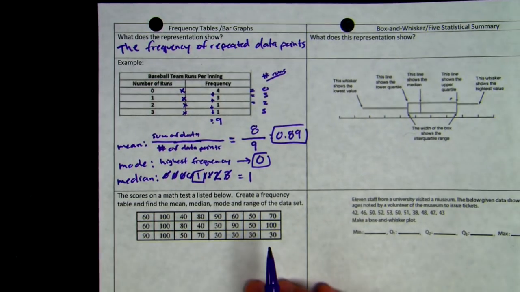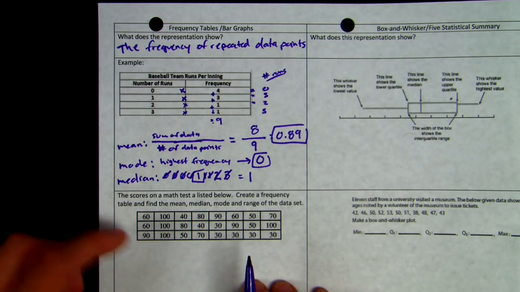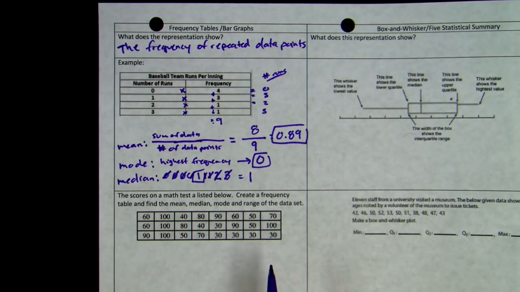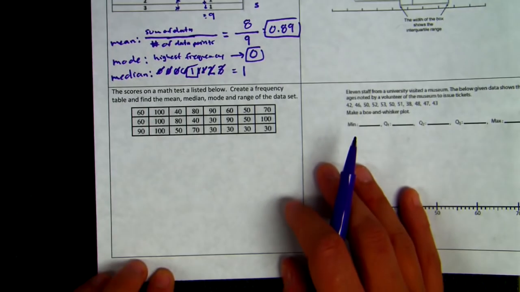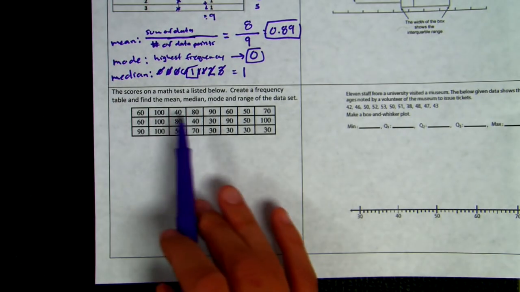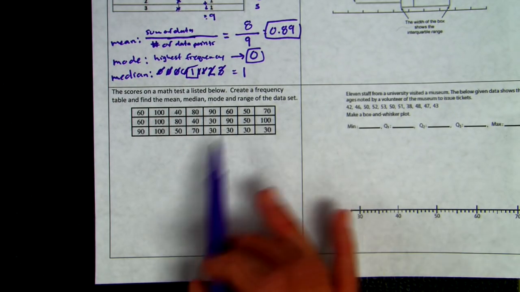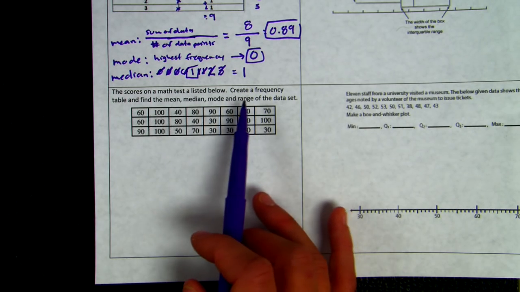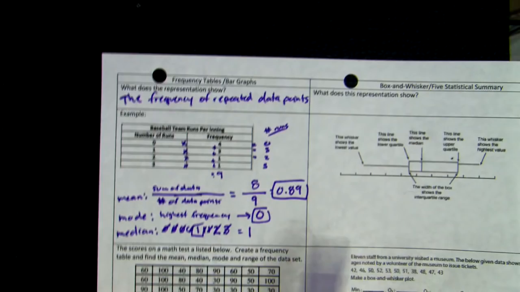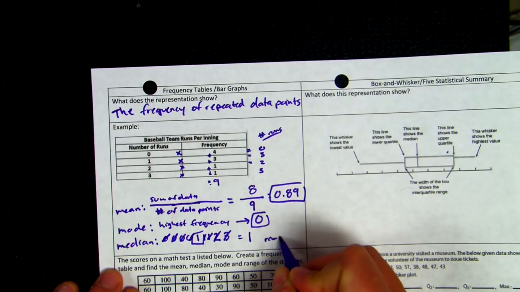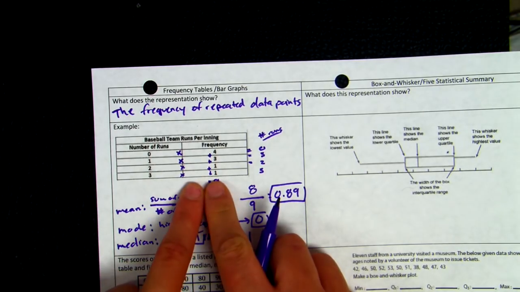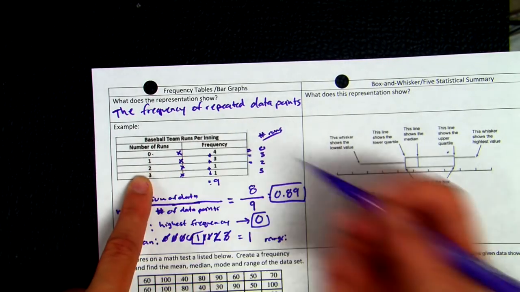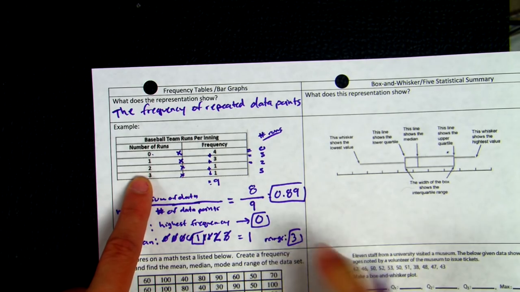Okay, we're going to do one more together where I'm going to help you construct the table, and then you're going to calculate the mean, median, and mode, and then we'll look at box and whisker plots. Okay, this one says the scores on a math test are listed below. Create a frequency table, find the mean, median, mode, and range of the data set. Oh, I forgot to find the range up here. My bad. Range, again, is the largest number minus the smallest number. The largest number is 3. The smallest number is 0. 3 minus 0 is 3.